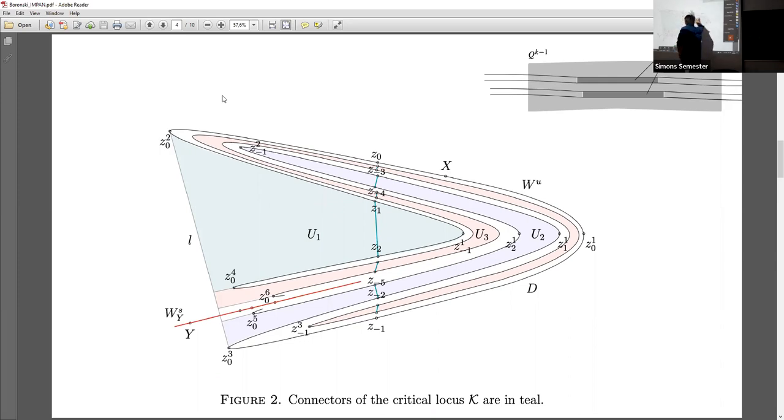From here, it will move into U2, then it will move into U3, and so on. And because the boundary is just a piece of stable and unstable manifold of X, these things are pairwise disjoint. And these are your wandering domains for these maps with the strange attractors.